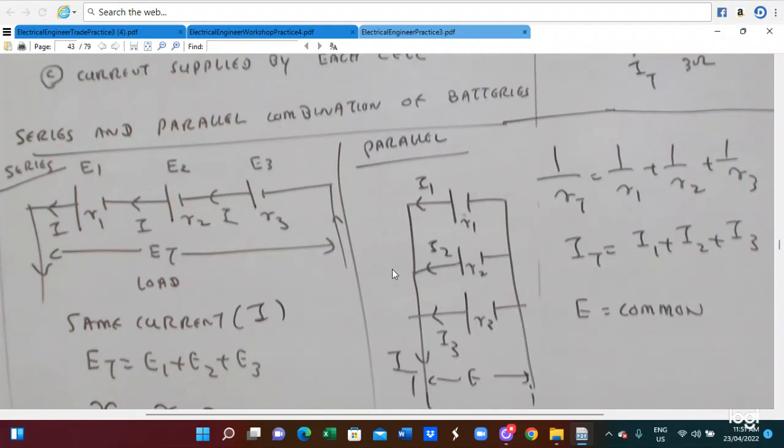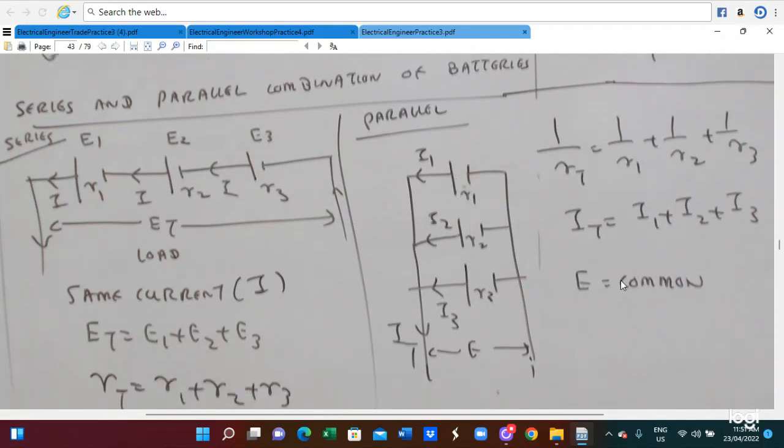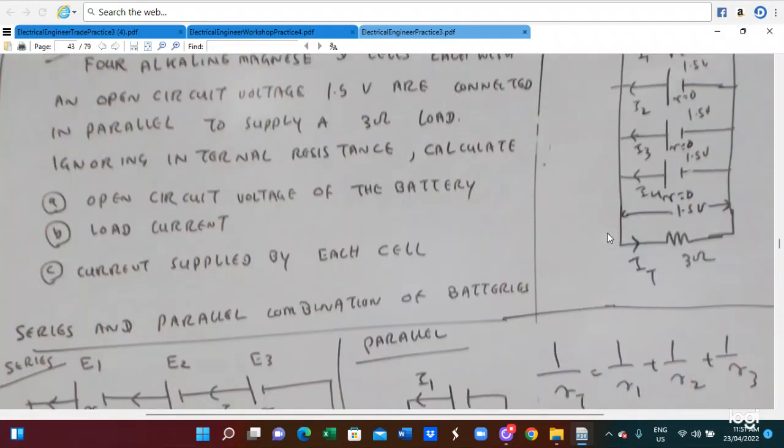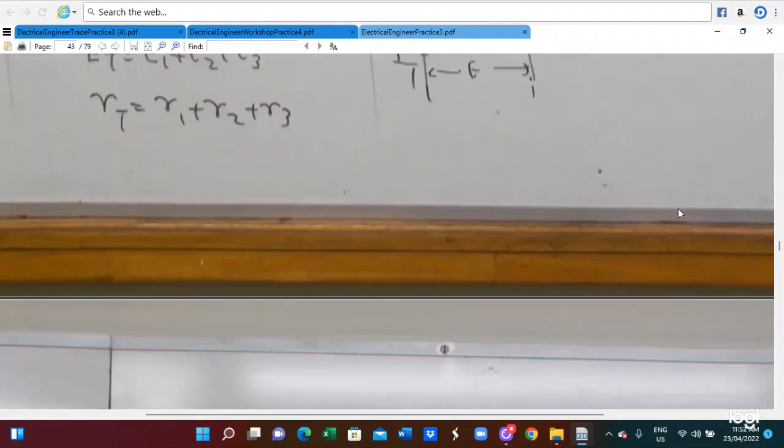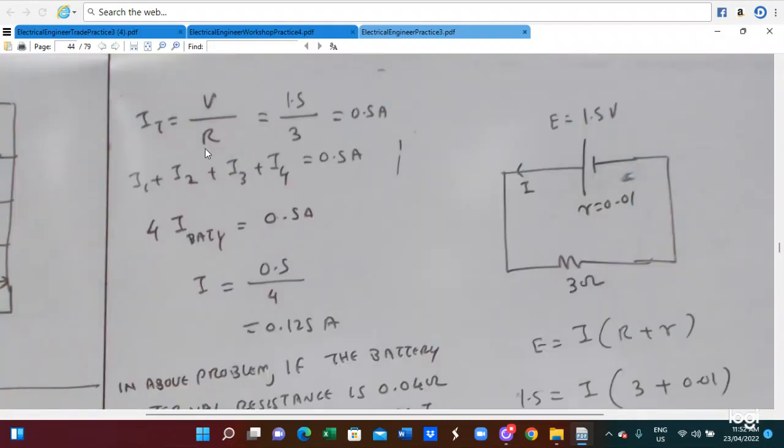In a parallel connection, all the voltages are the same, but the resistance is given by 1/RD = 1/R1 + 1/R2 + 1/R3, and the current ID = I1 + I2 + I3. So all four battery cells are connected in parallel to the 3-ohm supply. The internal resistance is zero. So ID = V/R = 1.5/3, which gives 0.5 ampere. So I1, I2, I3, I4 are the same. The total is 0.5 ampere, so each battery supplies 0.5 divided by 4, which is 0.125 ampere.